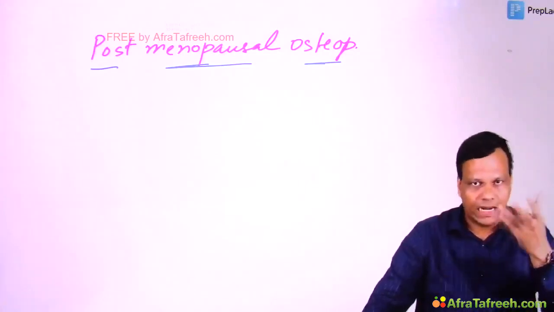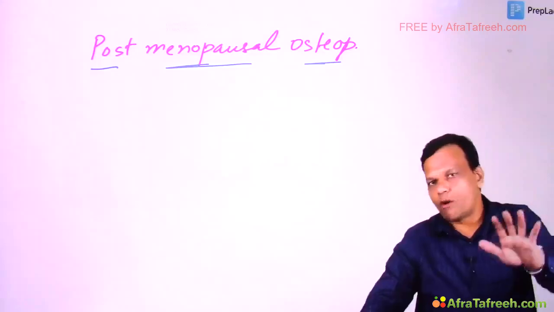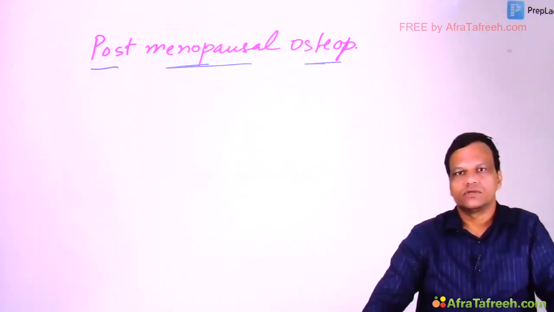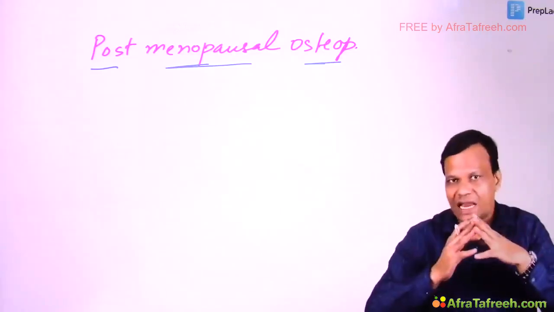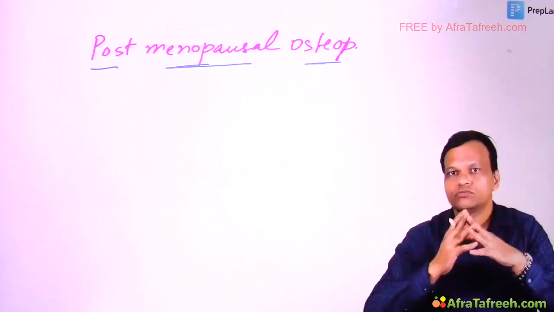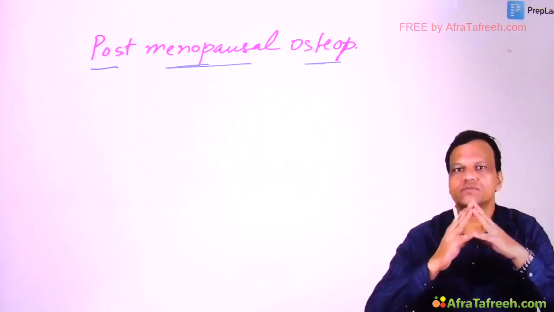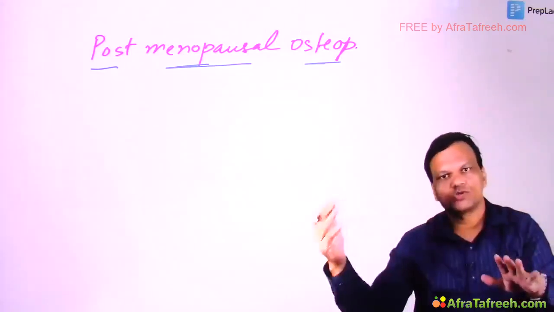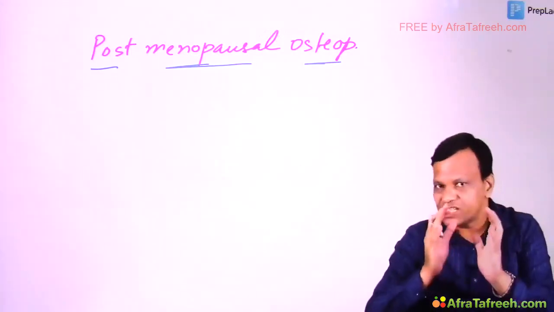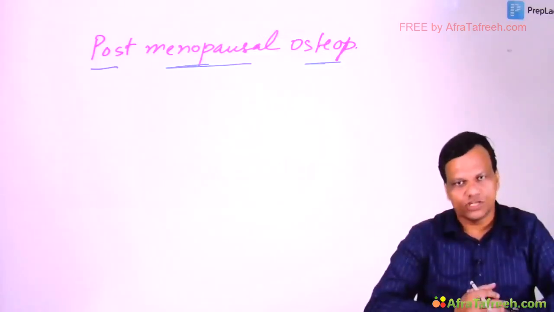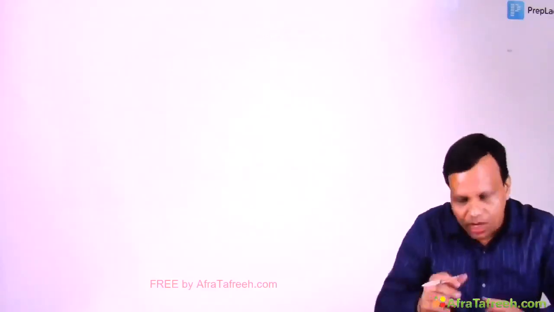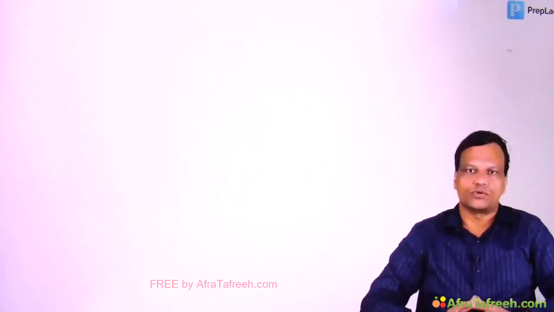We know at the time of menopause, ovaries stop producing estrogen. So when estrogen is not there, that leads to osteoporosis. That means estrogen was protective to bone. Estrogen was preventing osteoporosis. When estrogen is not there, osteoporosis occurs. So when estrogen was preventing osteoporosis, then why not give estrogen? So based on this, we thought about using estrogen in osteoporosis.